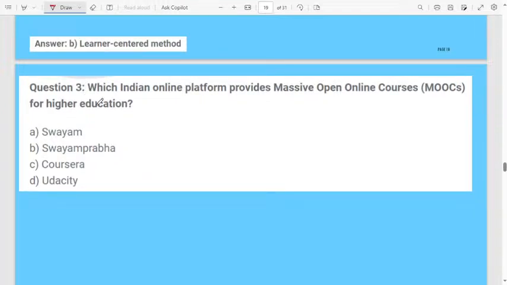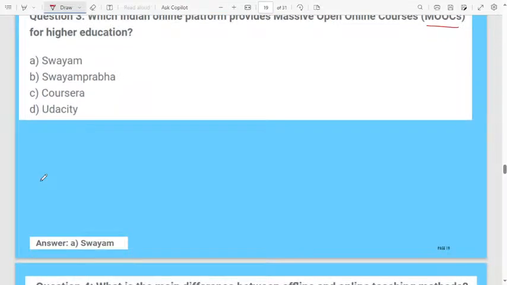Which Indian online platform provides massive open online courses, MOOCs? MOOCs, full form, massive open online courses of higher education. Option A, Swayam. Option B, Swayam Prabha. C, Coursera. Option D, Udacity.